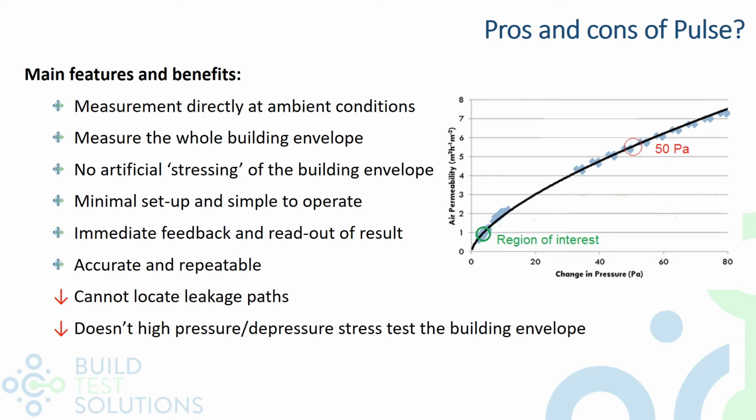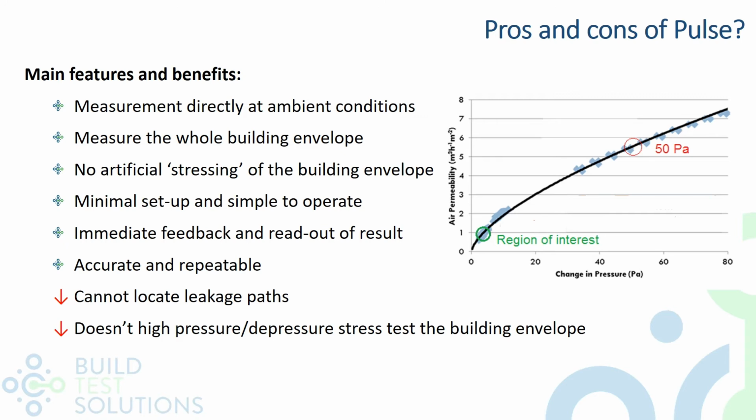So I've touched on most of these already, but to summarise the main features and benefits, it's measuring directly at ambient conditions. You can see on the chart there, you've got a typical blower door test with points ranging, in this case, from 30 pascals through to 80, and the results determined at 50 pascals through a power law curve fit. Pulse is instead taking a high density cluster of measurements directly at low pressure. So the green circle there is a cluster of Pulse test results.